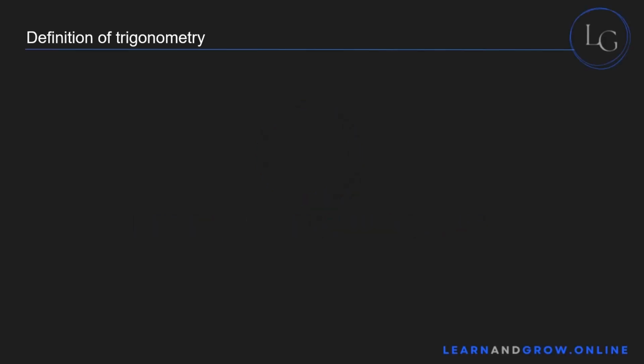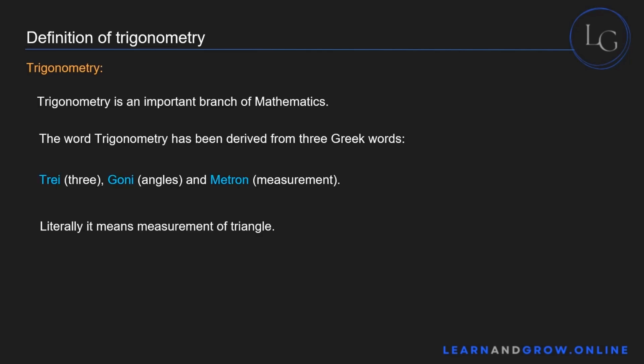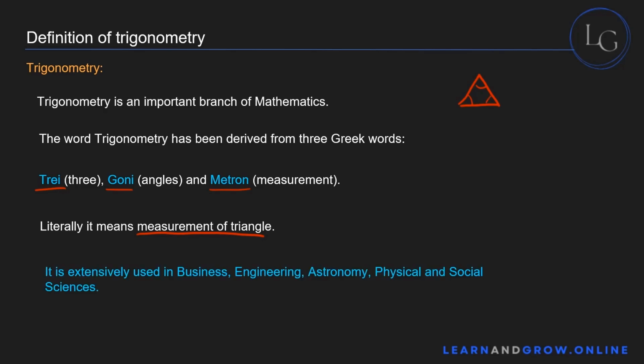Now let's discuss the definition of trigonometry. Trigonometry is a branch of mathematics, and the word is derived from three Greek words: tre, gonai, and metron. Tre stands for three, gonai stands for angles, and metron is for measurement. So it literally means the measurement of a triangle, because three angles make what shape? Obviously, a triangle. It's extensively used in business, engineering, astronomy, physical, and social sciences.